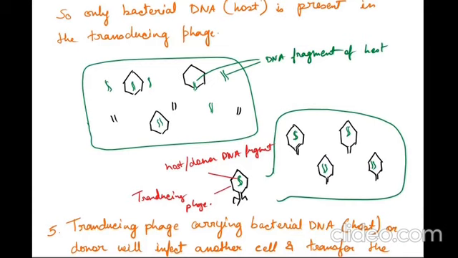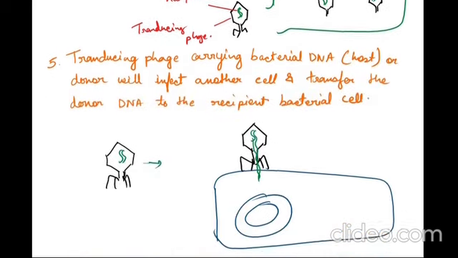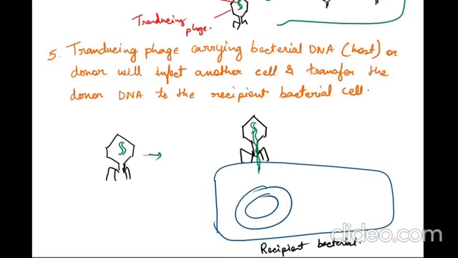So the DNA fragments of the host are there. Now instead of taking up its own DNA, it is taking up the double-stranded DNA of the host, that is from the bacteria. So now it contains the DNA from the host cell, and now it has become a transducing phage. Now this transducing phage will go and attack another cell. So they are going and attacking another recipient bacteria.